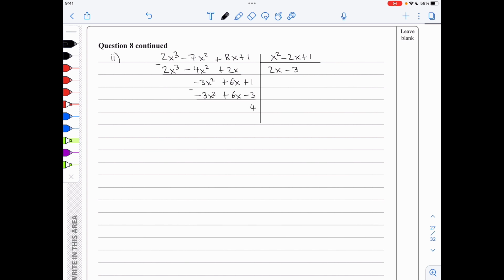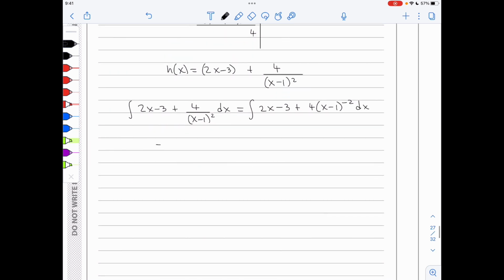This means that h of x can be written as 2x minus 3 plus 4 over x minus 1 all squared. That's x squared minus 2x plus 1. So the integral of h of x with respect to x will be the integral of 2x minus 3 plus 4 over x minus 1 squared dx. I will write this as the integral of 2x minus 3 plus 4 times x minus 1 to the minus 2 dx.